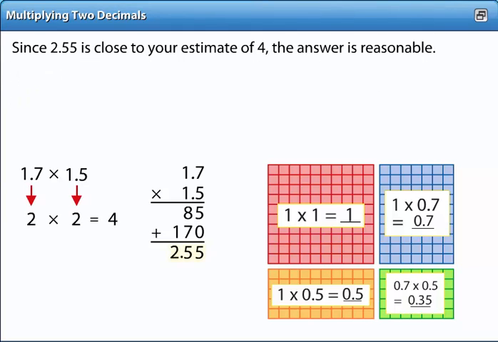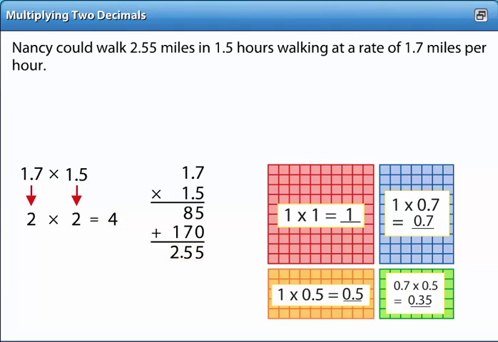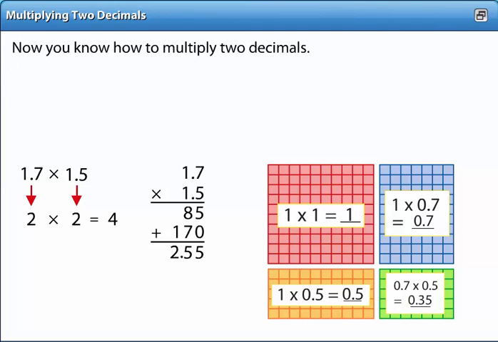if you made a mistake. Since 2 55 hundredths is close to your estimate of 4, the answer is reasonable. Nancy could walk 2 55/100 miles in 1 5/10 hours, walking at a rate of 1 7/10 miles per hour. Now you know how to multiply two decimals.